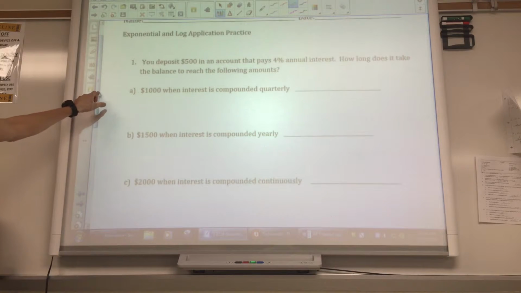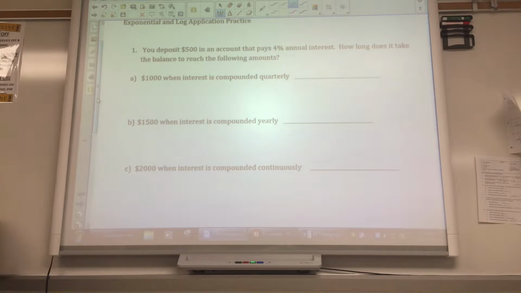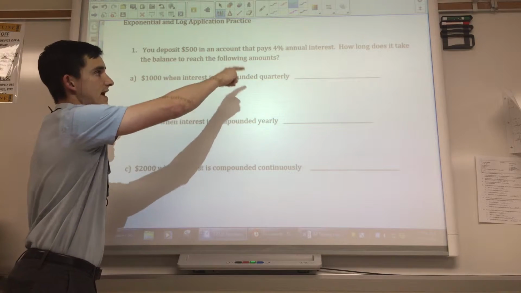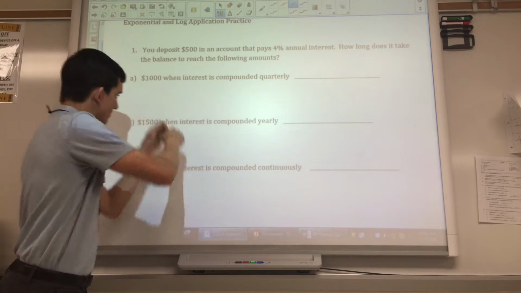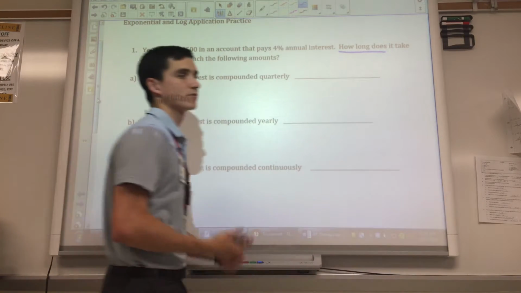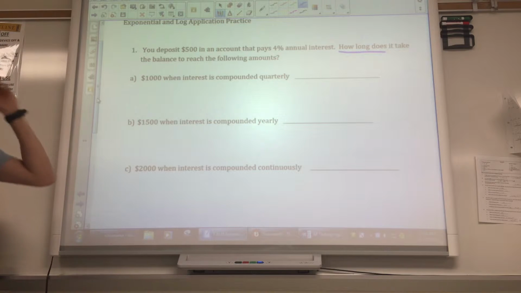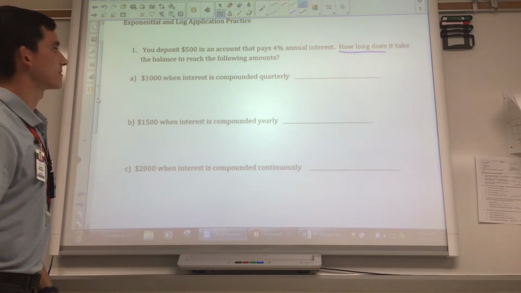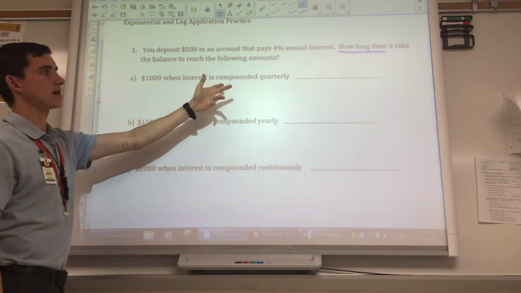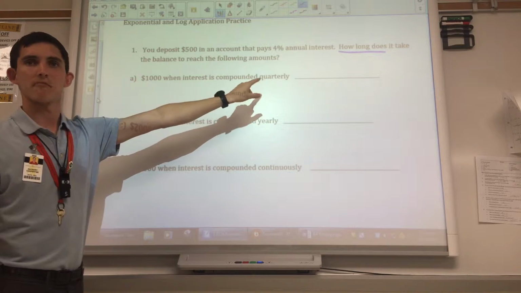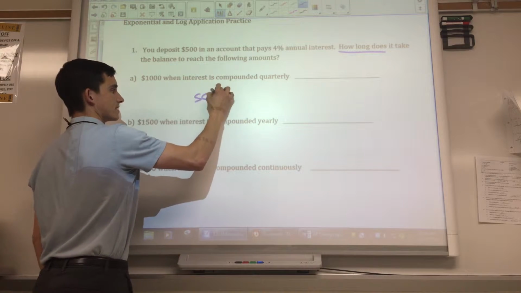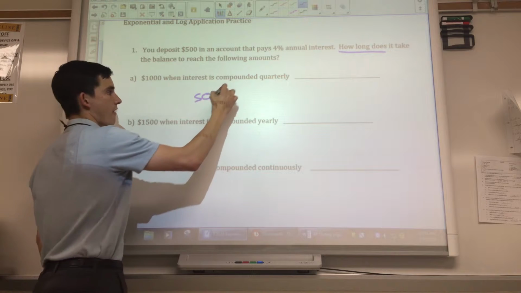So let's read these and understand what it's asking. It says, you deposit $500 in an account that pays 4% annual interest. And the question for A, B, C, all of them, is going to be just how long, right? We're solving for T. How long does it take the balance to reach the following amounts? So how long does it take it to reach $1,000 when it's compounded quarterly? Y'all understand the question?